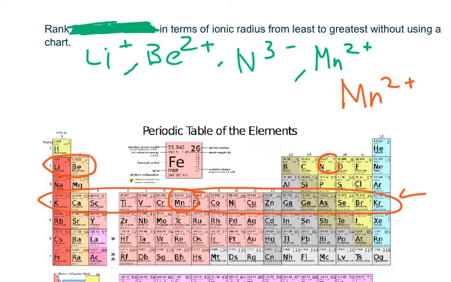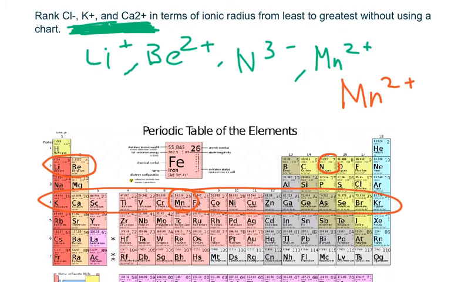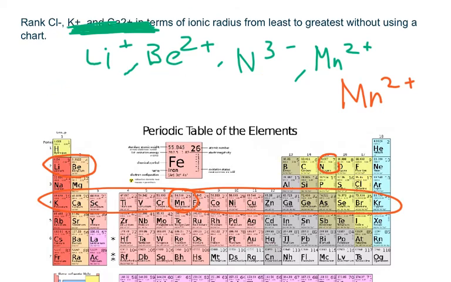And since 4 is much greater than 2, I can automatically assume that manganese 2+ is the largest out of all of them. So the other 3 ions that are left are lithium plus, beryllium 2+, and nitride. So let's try to order these. Notice how these 3 are in the same period. So how do we go about ordering them in terms of ionic radius?